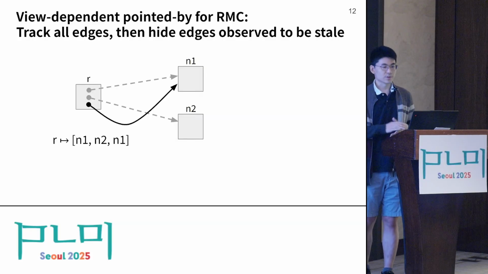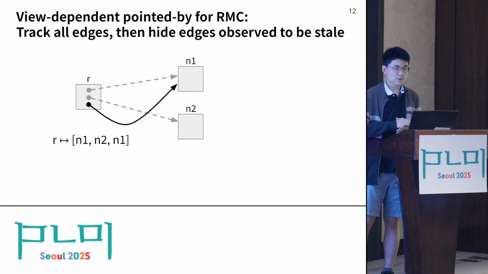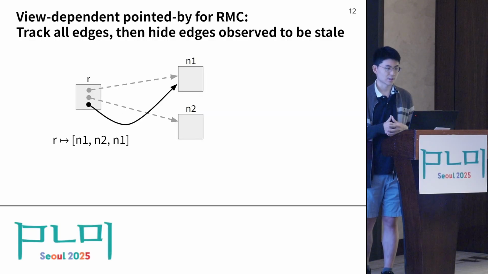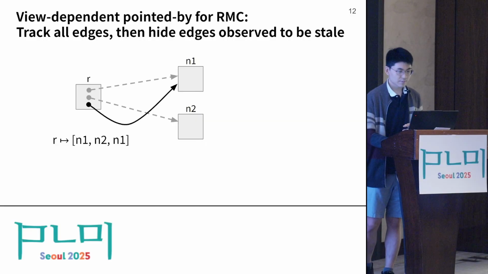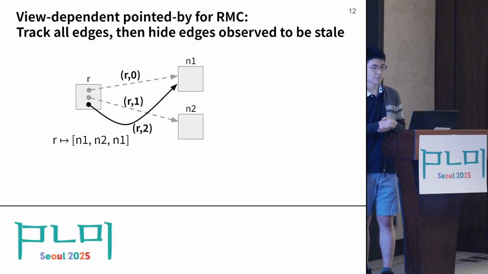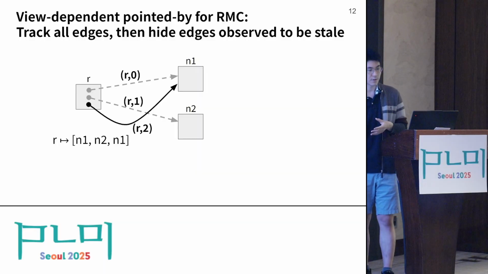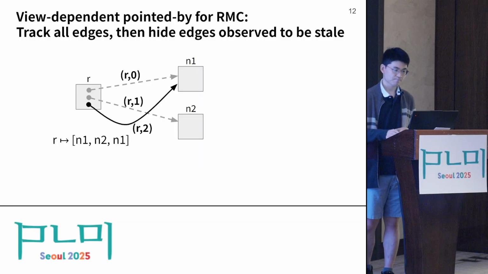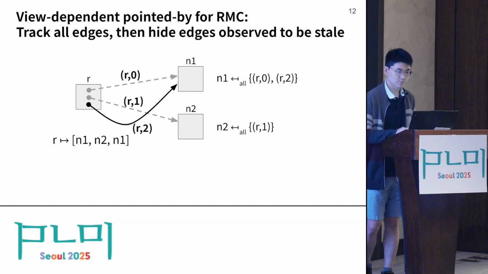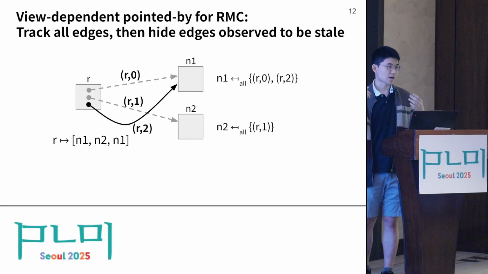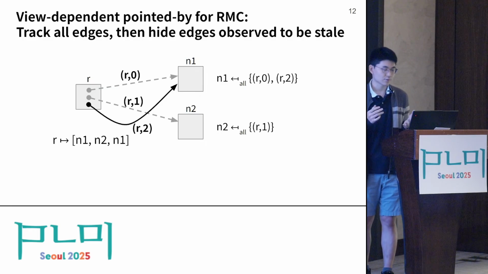Now, let's build the RMC pointed by assertion. We're going to do this in 2 steps. We're going to first track the old edges, including the stale ones, and then we're going to hide the edges that are observed to be stale. For the first step, we need to identify each edge, and we're going to use as the identifier the pair of the source node and the index of the pointer value inside the points to history. And then we're going to build a set of all incoming edges, which is going to give us n1 pointed by r,0 and r,2, and n2 pointed by r,1.